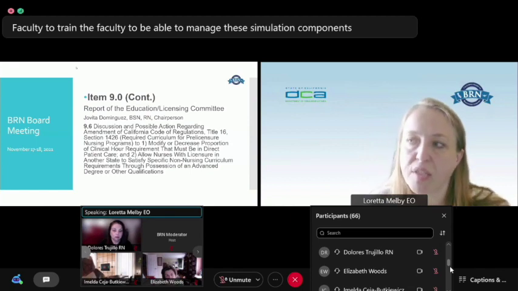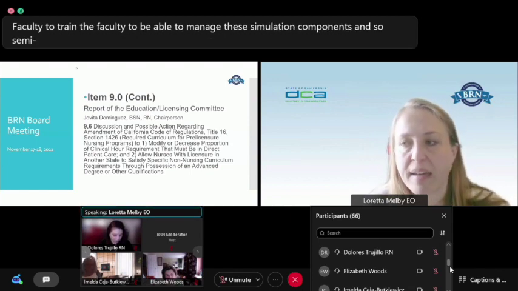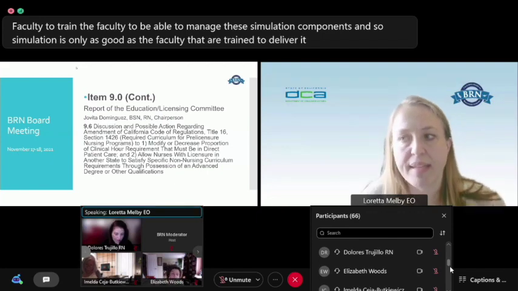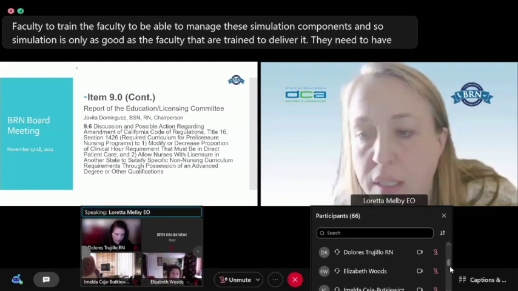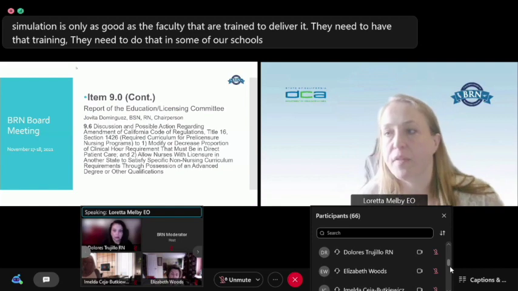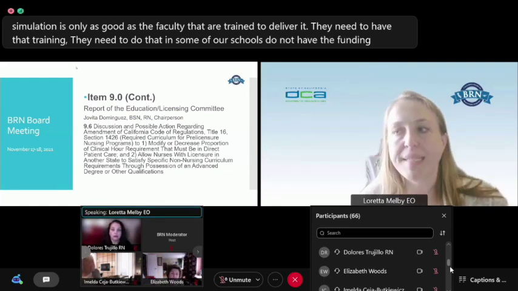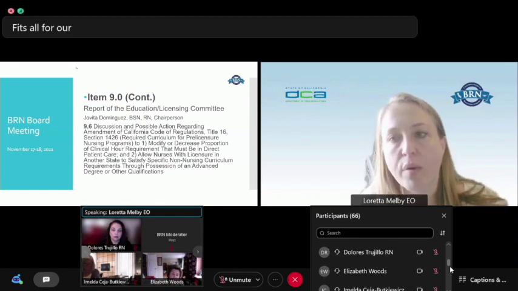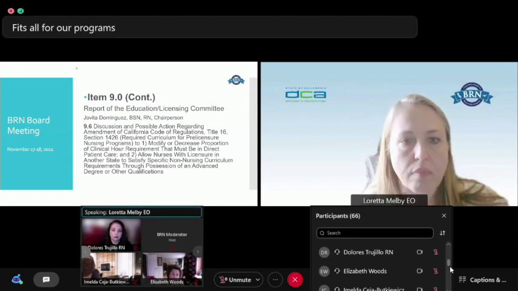to be able to manage these simulation components. And so simulation is only as good as the faculty that are trained to deliver it. They need to have that training. And some of our schools do not have the funding available for that. So making a one size fits all for our programs is not equitable and not the answer.